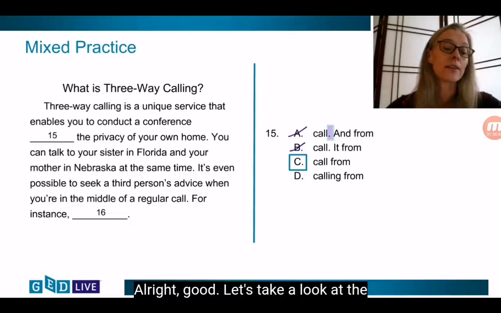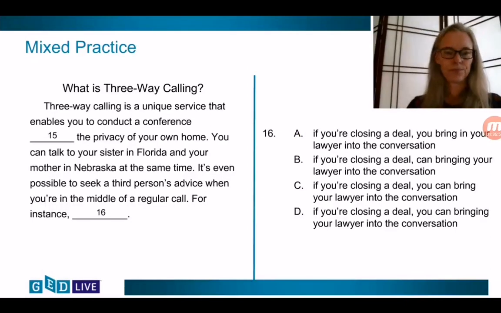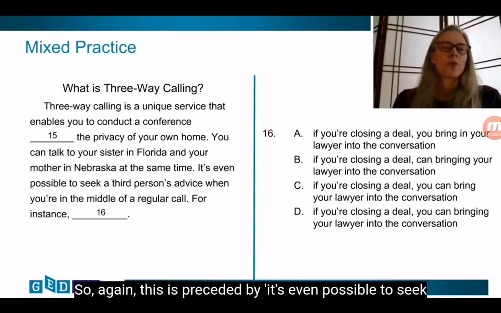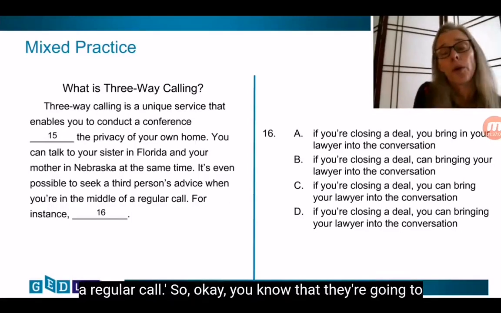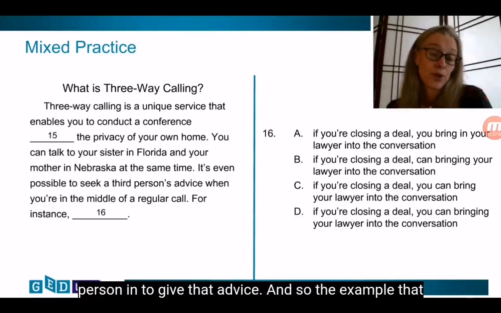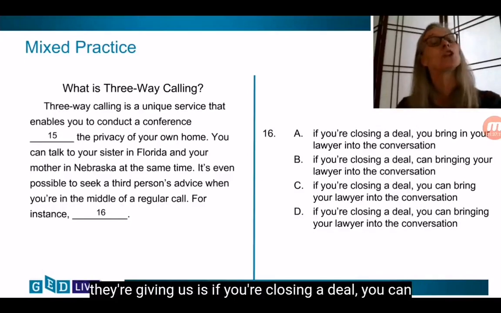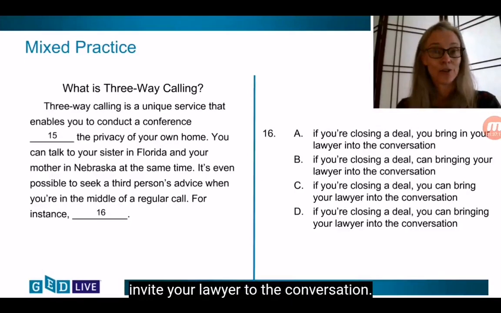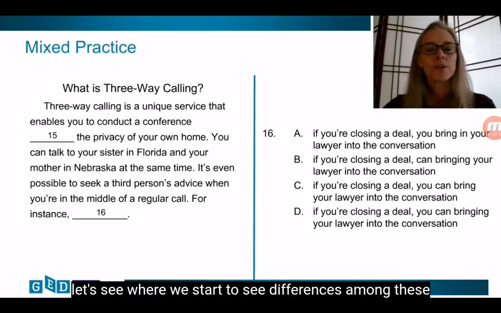Let's take a look at the second question here. For instance. So again, this is preceded by, it's even possible to seek a third person's advice when you're in the middle of a regular call. So, okay, you know that they're going to give us an example of bringing a third person in to give that advice. And so the example that they're giving us is if you're closing a deal, you can invite your lawyer to the conversation. So let's see where we start to see differences among these choices.